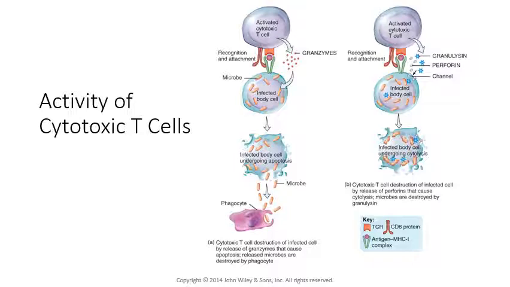Some cytotoxic T cells also have chemicals called granulysins and perforins. Perforins do what they sound like. They perforate, so they make a little hole in the surface of an infected body cell. That's going to allow the granulysins to enter, and those granulysins will destroy the microbes from within. So in either one of these situations, the infected body cell will die, but we prevent the future spread of those microbes that were invading it.